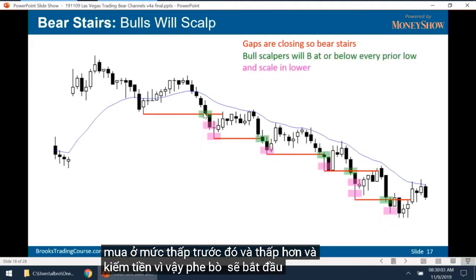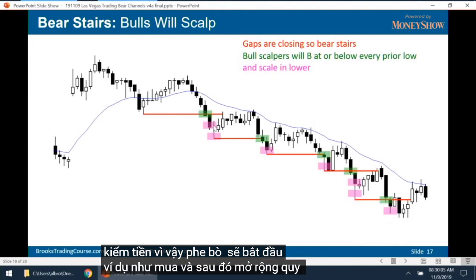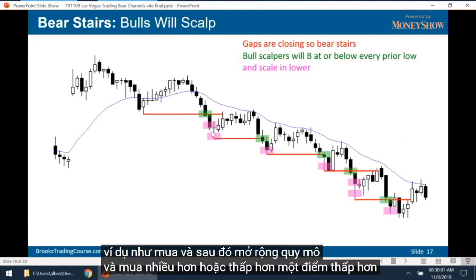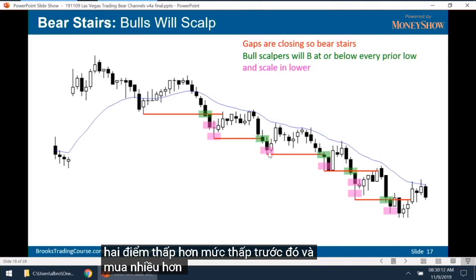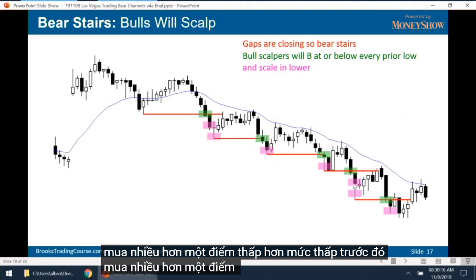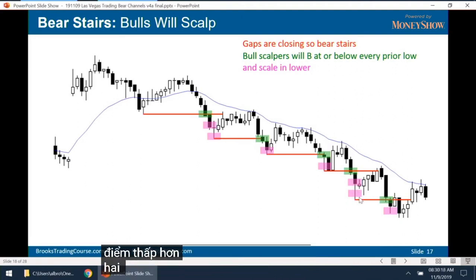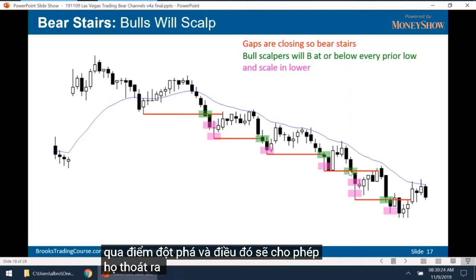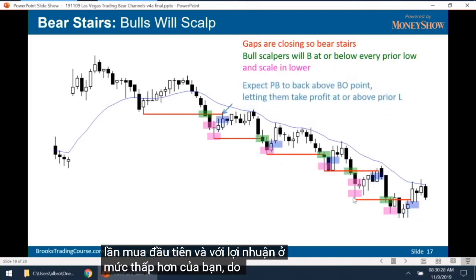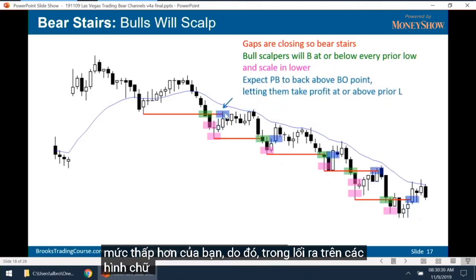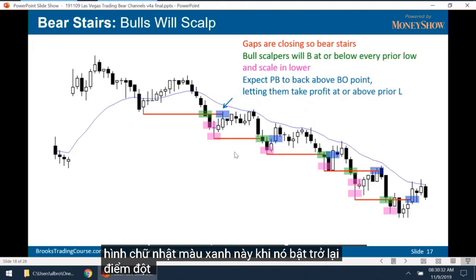So the bulls will scalp. For example, they'll buy, and then they'll scale in and buy more lower. Buy 1 point lower, 2 points lower. Buy at the prior low and buy more 1 point lower. They're confident that there'll be a pullback that will go above the breakout point, and that will allow them to get out break even on their first buy and with a profit on their lower buys. And they exit on these blue rectangles once it bounces back to the breakout point.